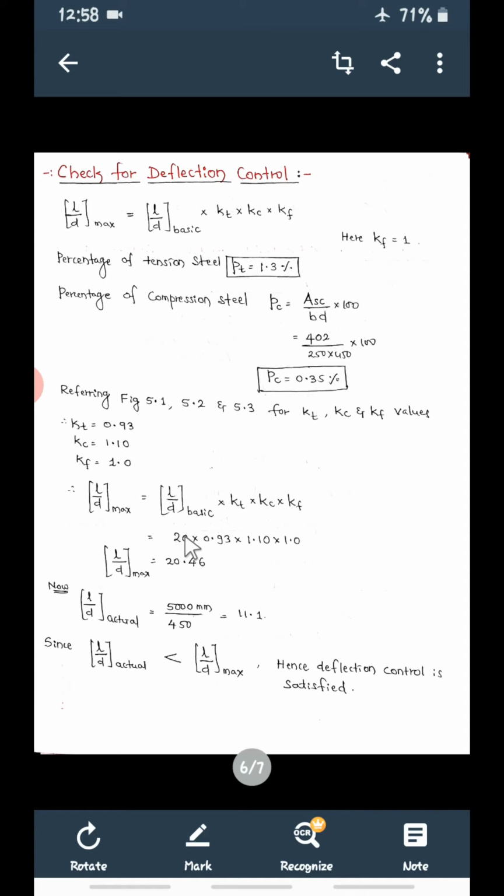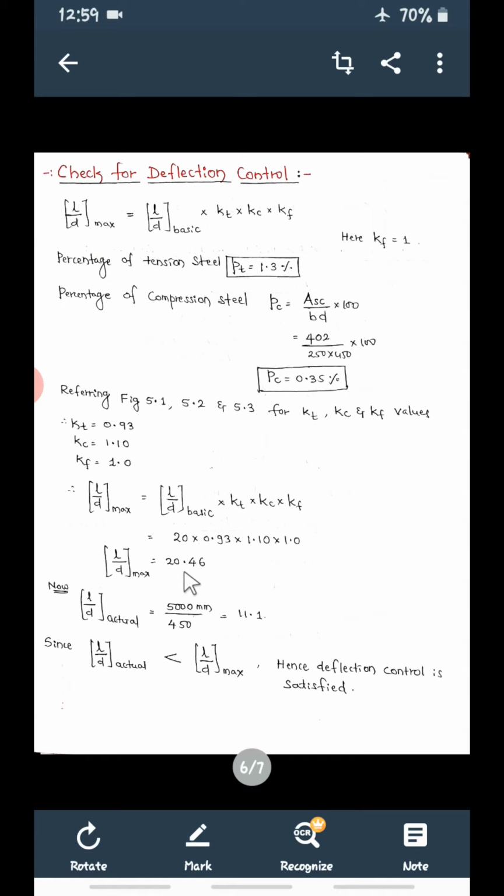Otherwise, if it is a singly reinforced beam or a doubly reinforced beam, if it is a simply supported beam, then it is 20 only. If supports are changing, if it is a cantilever, then this 20 will not be taken, 7 will be taken. For a cantilever beam, this L by D is 7, but here it is simply supported, so it is 20 into 0.93 into 1.10 into 1. So this L by D maximum comes out to 20.46.